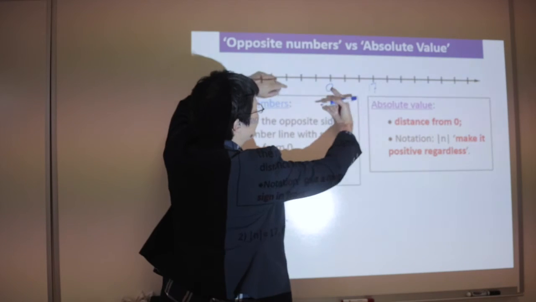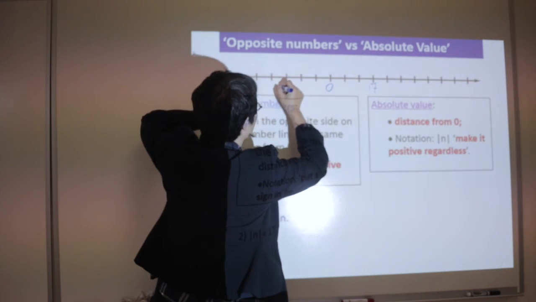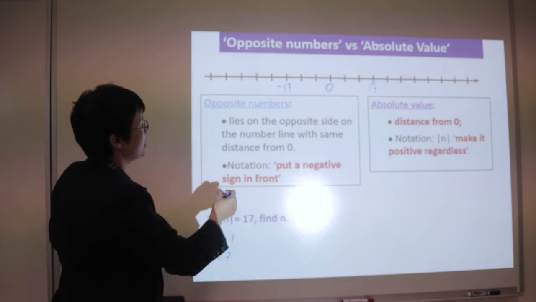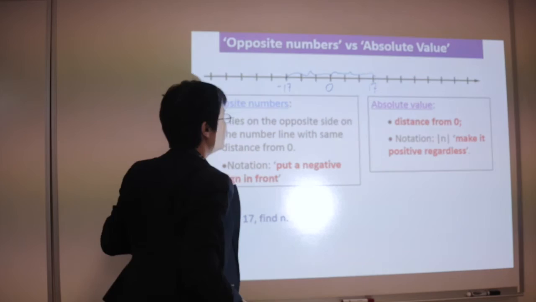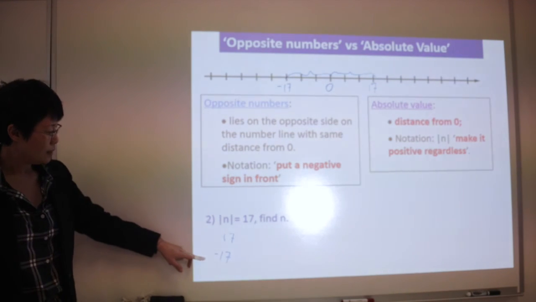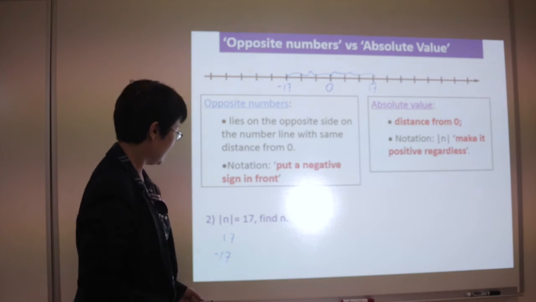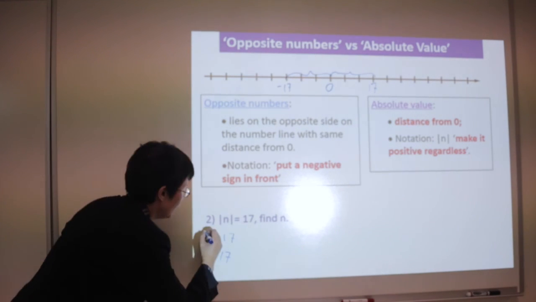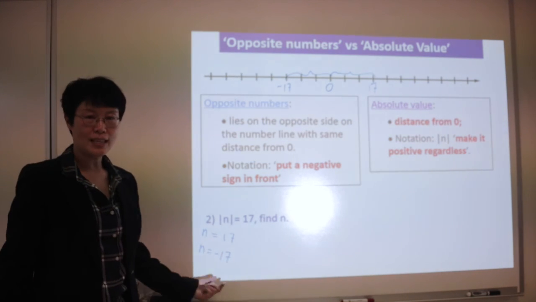It doesn't matter how long it is, as long as they are equidistant. So I can say this is negative 17. They have the same distance. One counts from the positive side, the other counts from the negative side. So 2 values: n equals 17 and n equals negative 17. That's the answer.